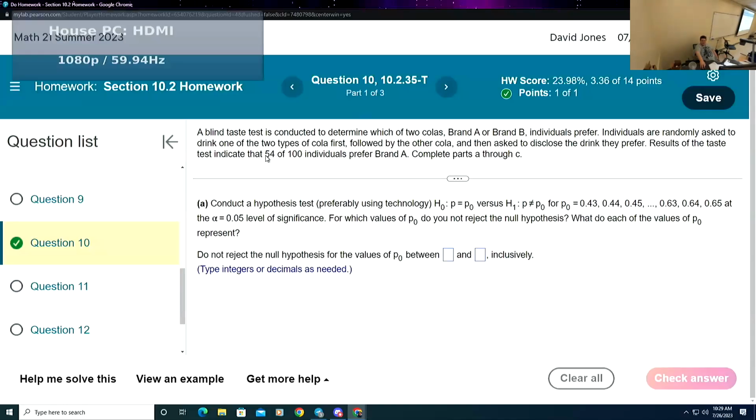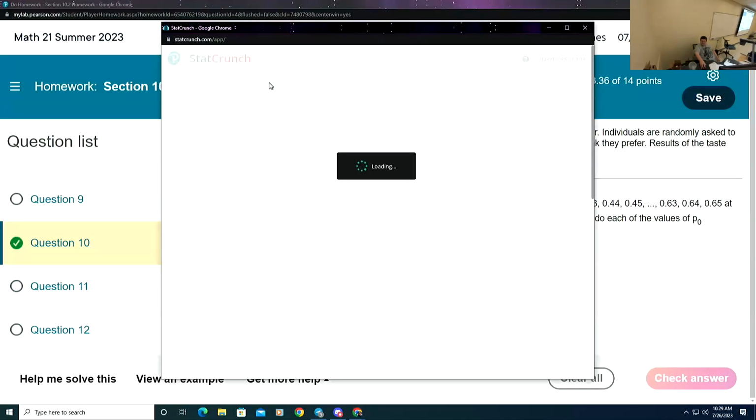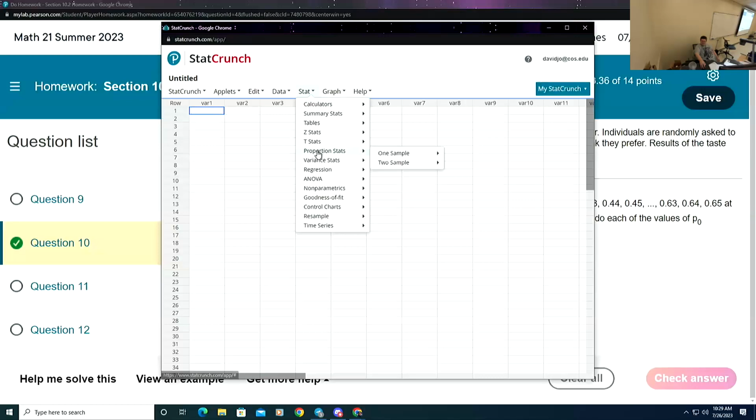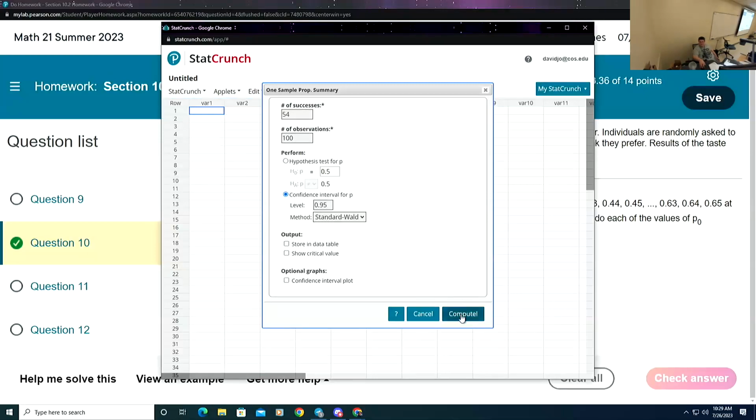So I'm going to need this 54 out of 100 information. Where is it? StatCrunch. We're going Stats, Proportion Stats, again, one sample with summary. We had 54 out of 100. And I'm going to do a 95% confidence interval.